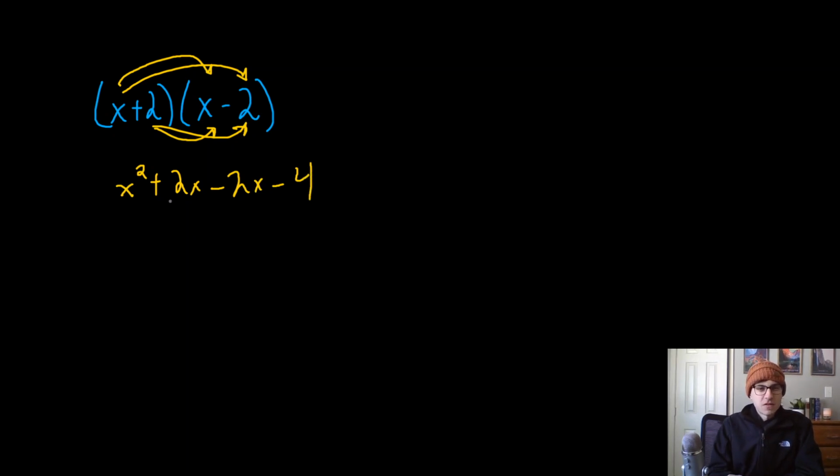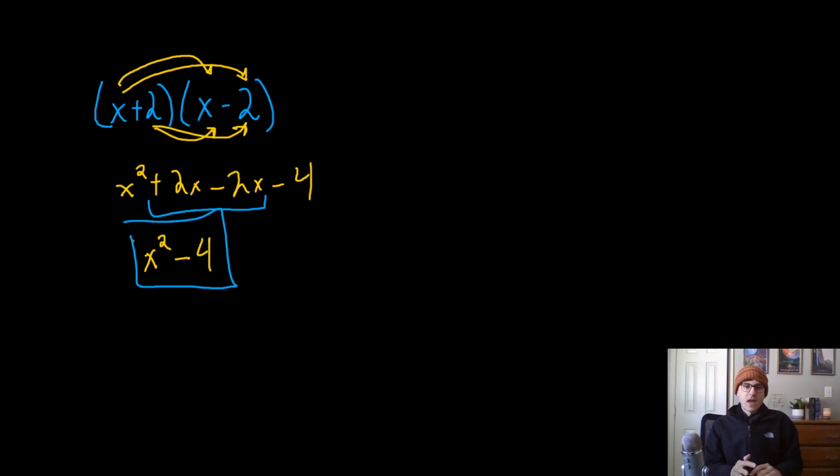Something interesting happens here, right? Where I have positive 2x and negative 2x. Well, 2x minus 2x is 0, so all that leaves me with is x squared minus 4. And that's what happens when you multiply x plus 2 times x minus 2. So then, when we're thinking about factoring, we call this the difference of squares, right? When I talk about factoring the difference of two squares, well, let's look at something else.